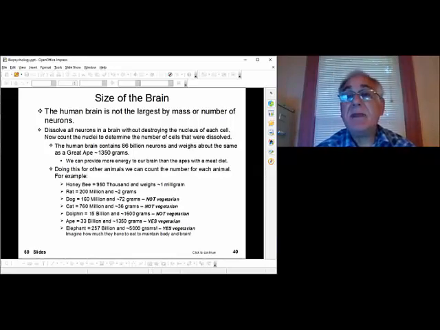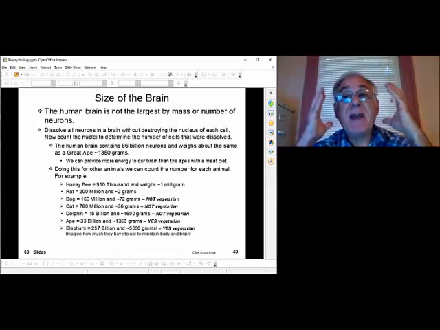They take people who have died and they do an autopsy and they take the brain and they reduce it to a slurry and look at how many nuclei are in a liter of that. It's probably a milliliter that they're looking at, and then figure out how big the slurry is and multiply it, and you know how many brain cells we have. The human brain contains 86 billion neurons and weighs about the same as a great ape's, about 1,350 grams. That's how much their brain weighs.